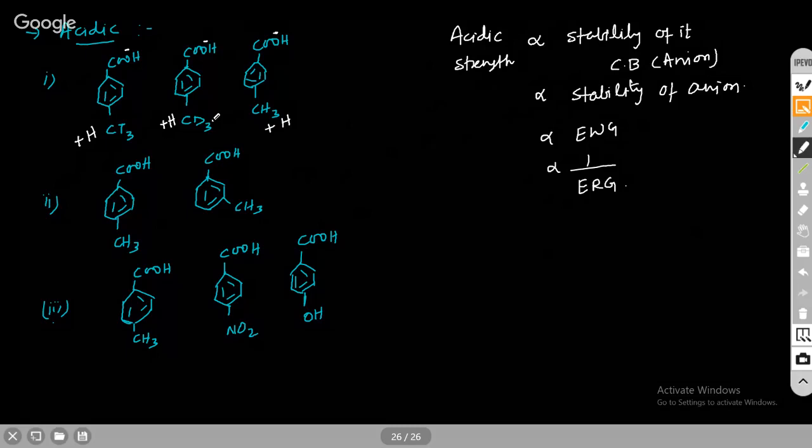Tell me, the order I have given you already. Order of +H effect of CD3, CT3 and CH3. Which one shows maximum +H effect? CH3, methyl group. It has maximum +H nature, means maximum electron releasing tendency. Hence the acidity of this one will be least, order will be this. Is it clear?